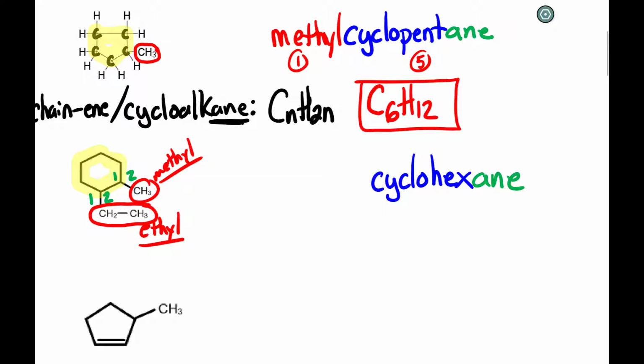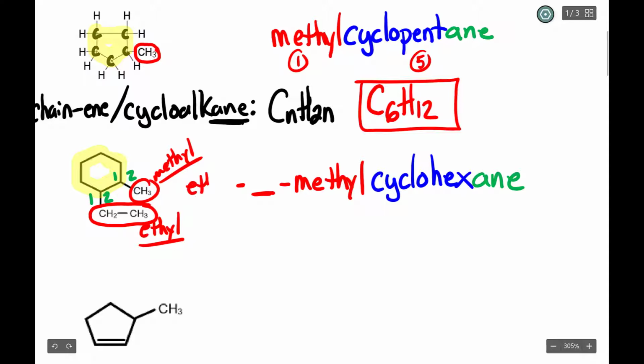No matter what, we always have to go alphabetical order with our prefixes. So methyl is going to come second, okay? So it's going to be methylcyclohexane. I need to have a number for it, so I'm just going to leave a space like this. And this would be ethyl. Ethyl has to go first because it starts with the letter E, and it needs a number, okay?